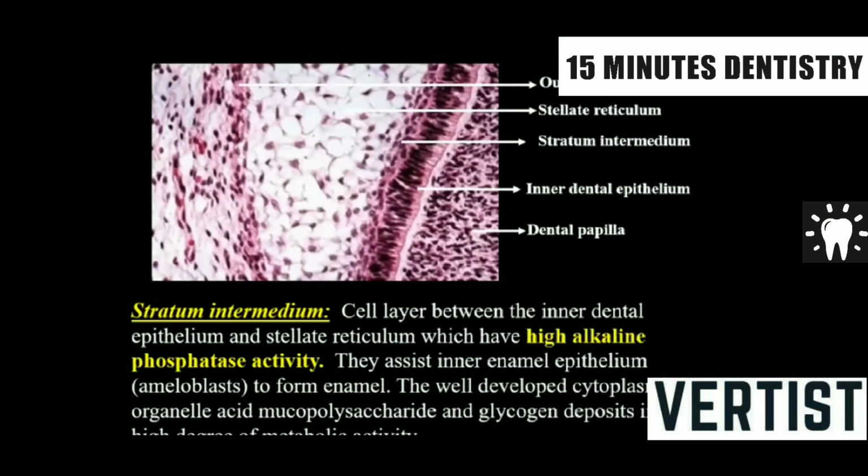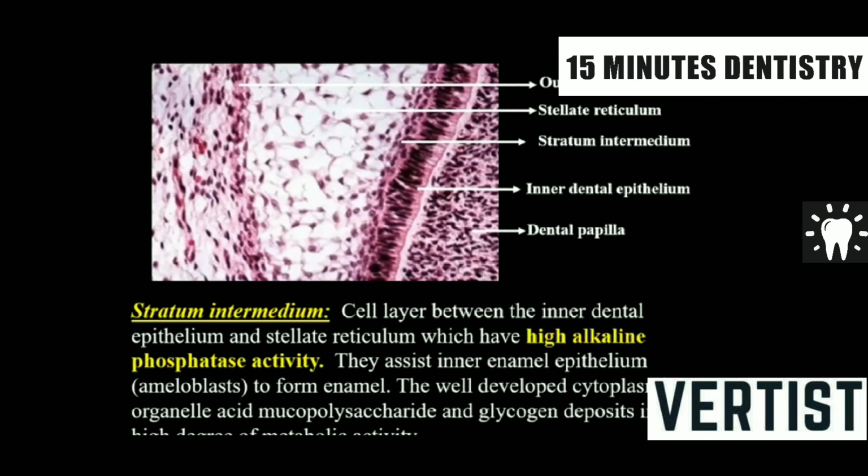Next, just above the inner enamel epithelium, you will get stratum intermedium. Now these are flat cells, and this is very, very important. In the exam they will ask you what is the function of stratum intermedium. Remember that stratum intermedium is very rich in alkaline phosphatase activity. This alkaline phosphatase activity is very, very important for calcification.